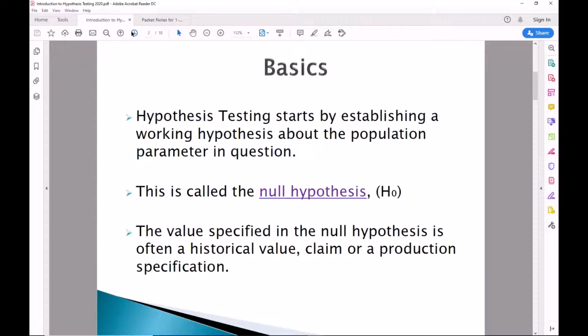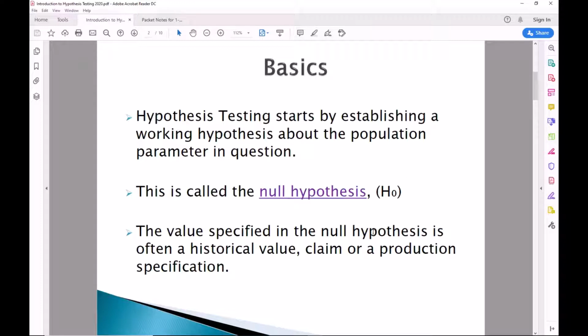So, hypothesis testing starts by establishing a working hypothesis about a population parameter in question. That's where the starting point is. It's called a null hypothesis, or H0, H naught, and it just means that that is a statement of belief that we're going to throw out there and see if it holds up to scrutiny.